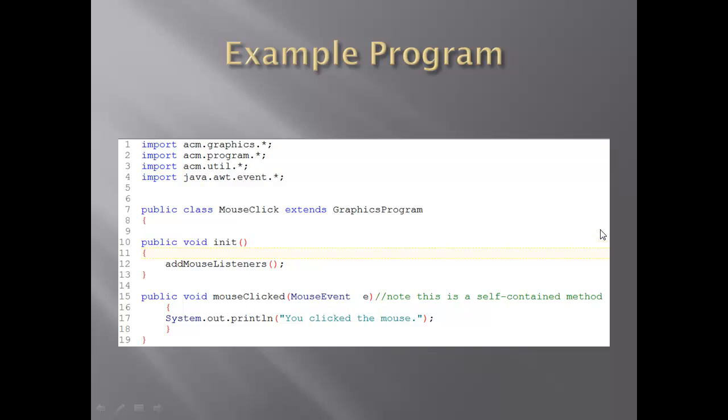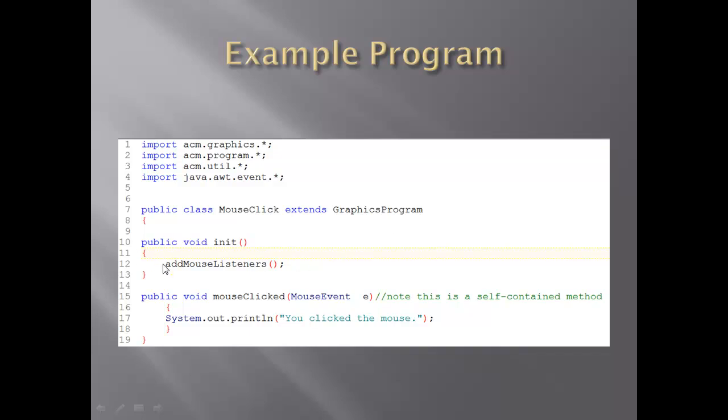Here's an example program. Go ahead and code that. As you code this program, note we have our 4 import statements. If you wanted to use color, you also need a 5th: import java.awt.Color. It's a graphics program.